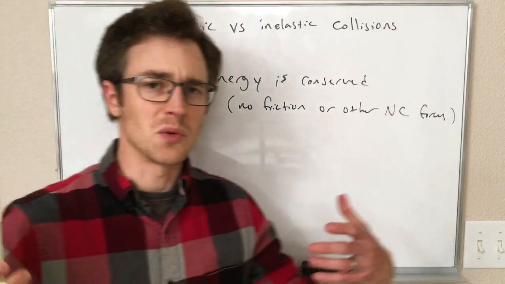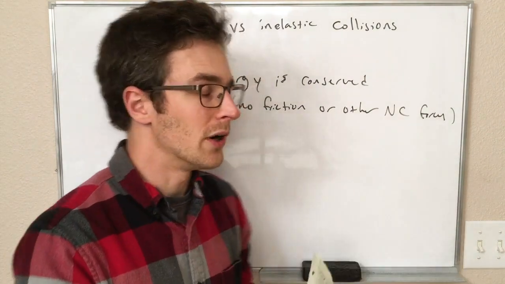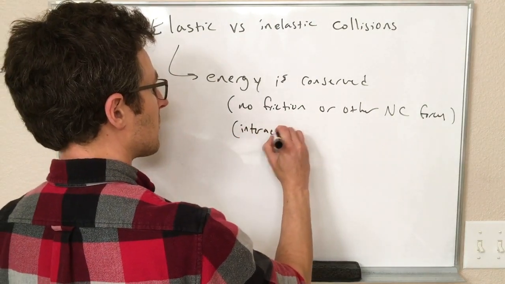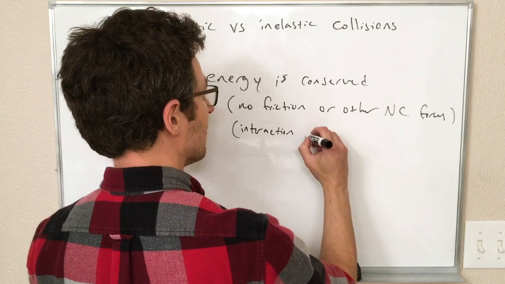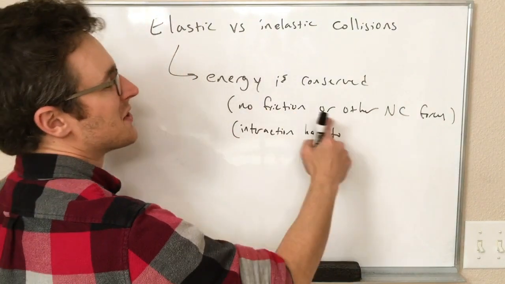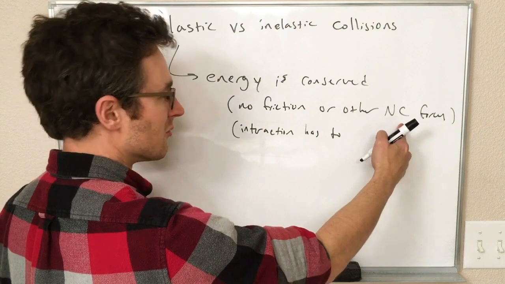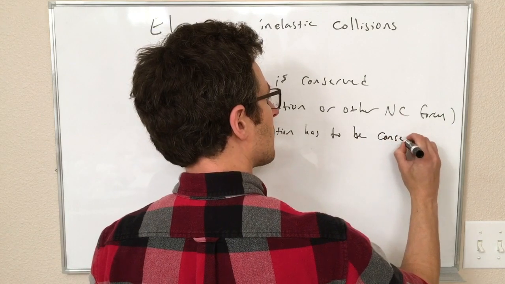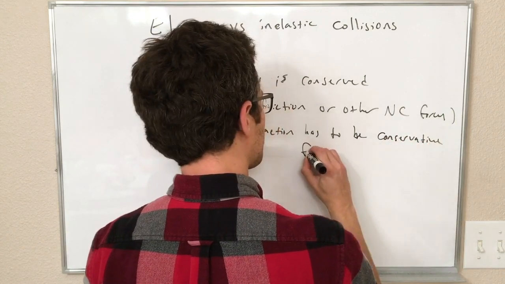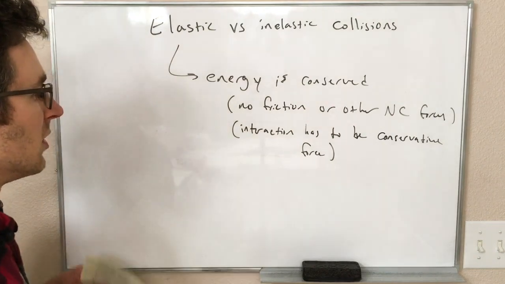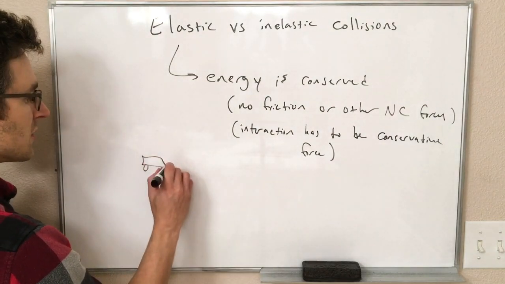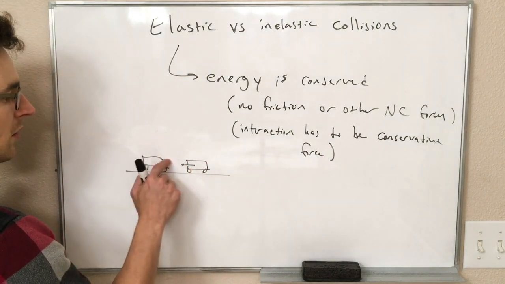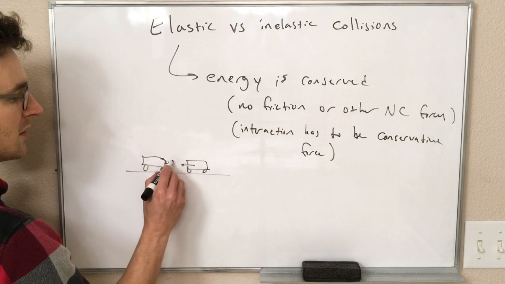And in the case of this collision where we have two objects hitting each other, in particular, this means that the interaction between the two objects has to be a conservative force. I mean, that's just another way of saying that there are no non-conservative forces. That means the forces that we do have to be conservative. So, for example, this could be two carts that are going towards each other, and the thing that does the pushing on them is a little spring.